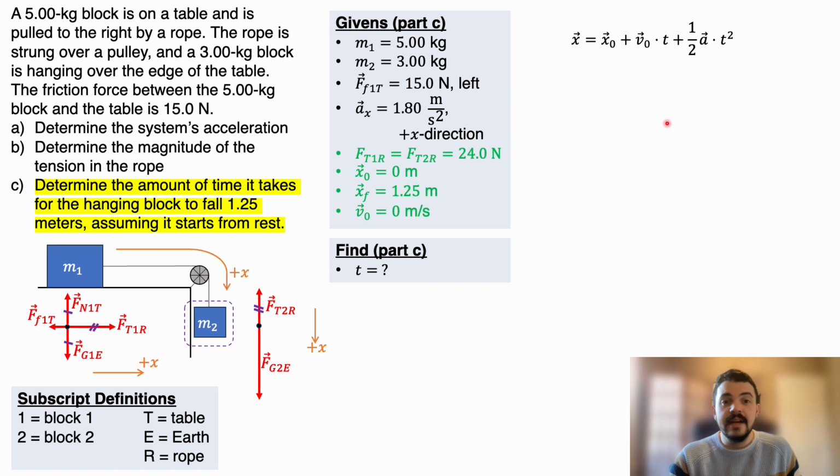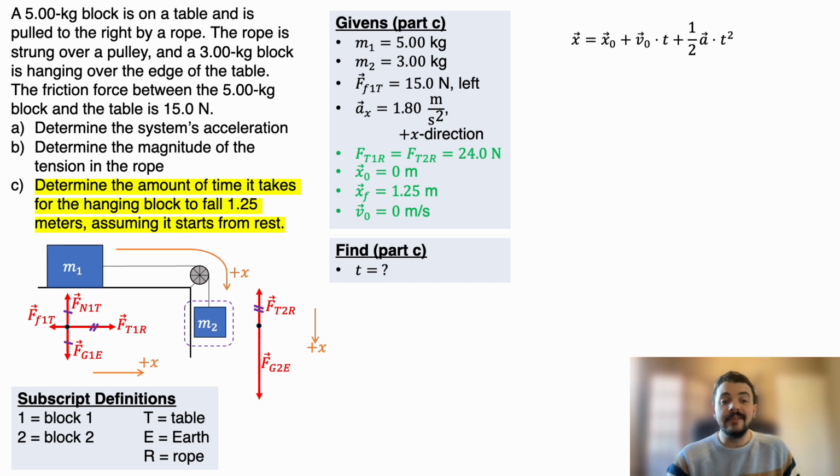But if we go left to right, I know my final position is 1.25 meters. I know my initial position is 0 meters. I know my initial velocity is 0 meters per second. And I know my acceleration is 1.80 meters per second squared. And so t is the only thing I don't know.